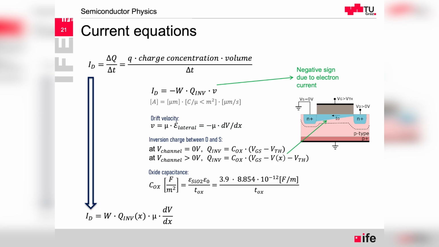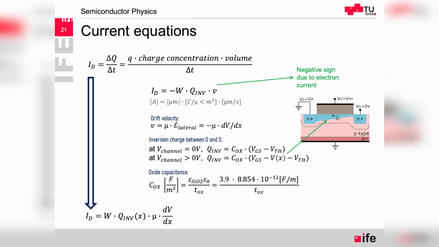And then the inversion charge, that's why I wanted to split into volume. It depends on the location in the channel, because we have applied a certain drain to source voltage. So the amount of charge, the level of inversion, is changing along the channel. So we have to make this variable of x. And we can make this intermediate step that we now express the current as the width of the transistor times the inversion charge, but as a function of the position along the channel.